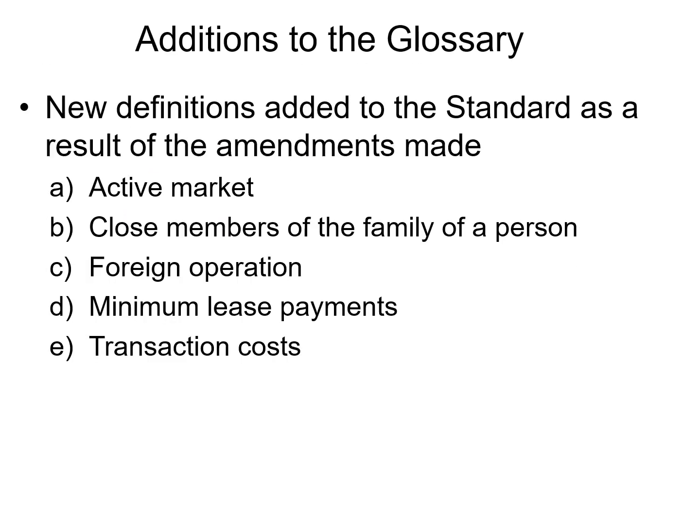I mentioned that there have been some changes to the glossary, additions that have been made to the glossary. The term active market is now defined, as is a close member of a family of a person who is deemed to be a related party. Foreign operations are also defined, as are minimum lease payments and transaction costs when it comes to any transactions that an SME reporter may enter into.